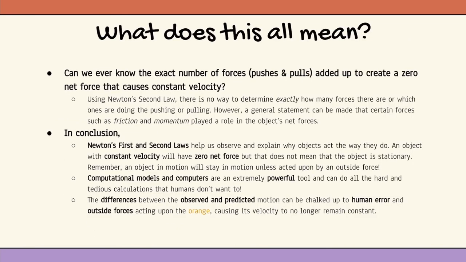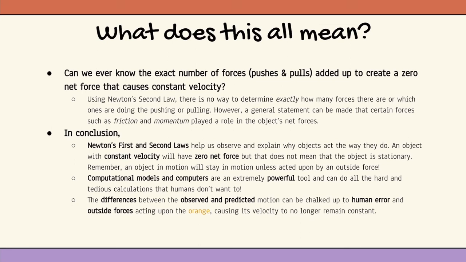What does this all mean? Can we ever know the exact number of forces added up to create a zero net force? Since we used Newton's second law, there is no way to determine exactly how much each force plays a part, but we can make a general statement and say that friction and momentum played some role.